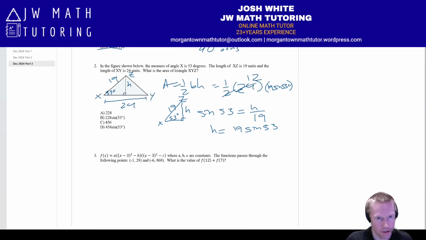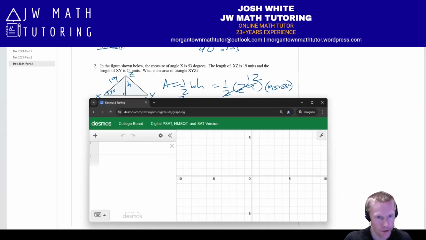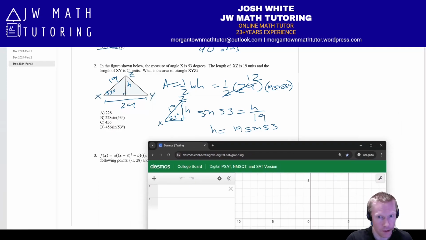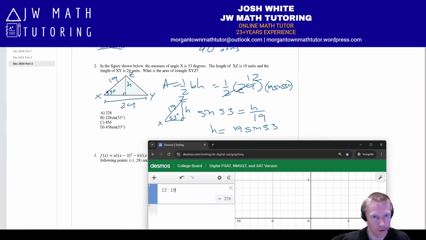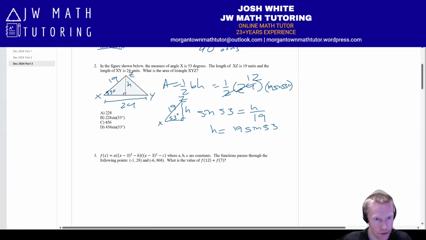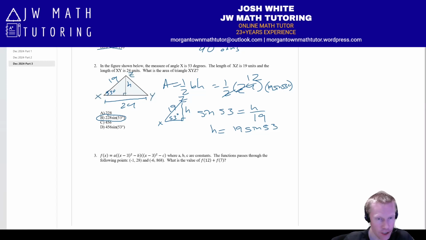So hopefully you recognize it's not going to be A or C. It's just going to be B or D. And if you don't know it, you can just multiply 12 by 19. Okay, it's 228. So the correct answer for this one is also going to be letter B, 228 times sine of 53 degrees.